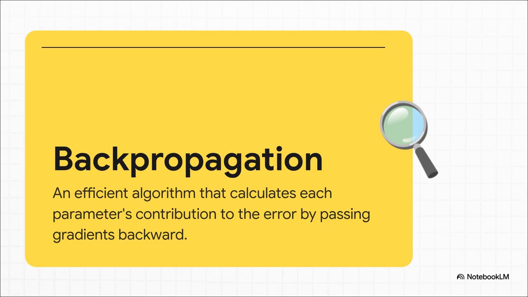After the model makes a mistake, backpropagation works backward from the error, kind of like a manager figuring out who is responsible at each step of a project. It calculates exactly how much each individual parameter contributed to the mistake and tells it precisely how to adjust to do a little better next time.